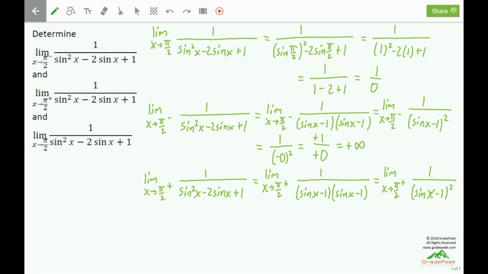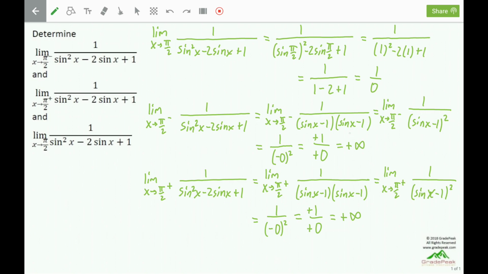And then plug pi over 2 in for all the remaining x's. But there are no other x's, so it'll just end up being 1 divided by negative 0 squared, which is 1 over negative squared is positive, 0 squared is 0. In the numerator, that 1 is positive. Positive over positive is positive. Non-zero over 0 is infinity. And there's the result of the right-sided limit.